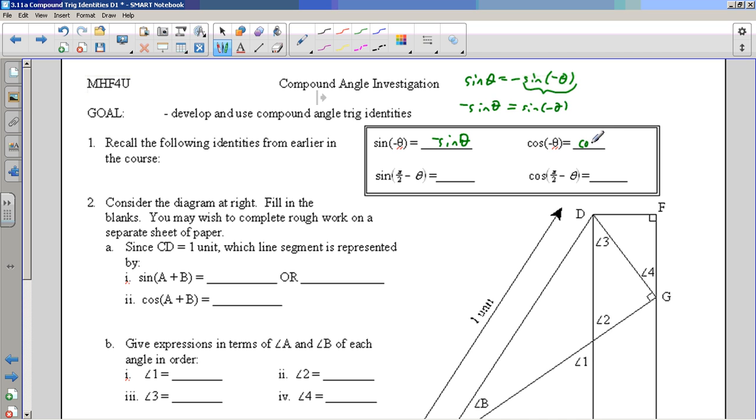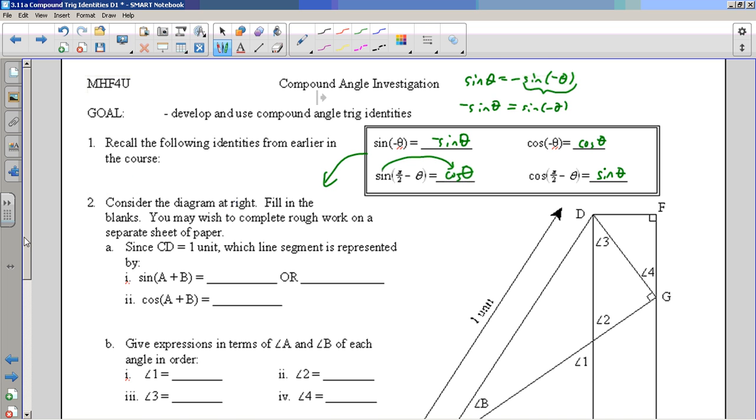And this is the even function. Cos is an even function. This one, do you remember what the rule is? Well, it's the other primary trig ratio, sine. It's not cos plus, so there's no negative. This is just sine theta. And these ones are going to be used to fill in these blanks.